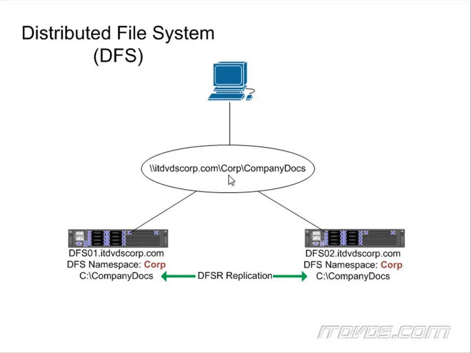We're going to create our namespace corp and create a folder target called company docs so that when our users try to access itdbscorp.com /corp /company docs, then they'll hit either DFS01 or DFS02 and have access to the company docs folder that will have documents inside of it that are being replicated so that they're always the same.